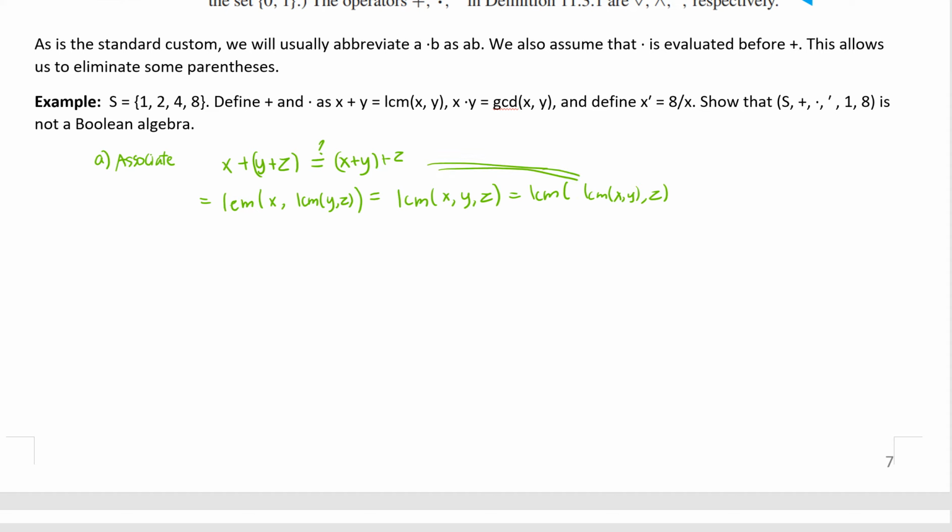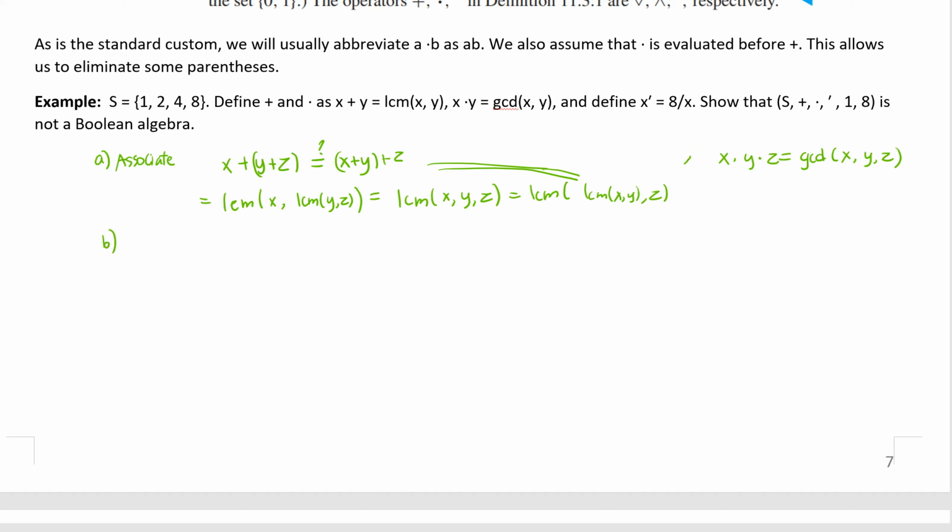So far so good. Similarly with the GCD. Because x times y times z, we can consider as the GCD of all 3 of them. So that's why the order doesn't matter. We can find the GCD of the first 2, and then find the GCD of those 2 numbers, and they're the same. Or find the GCD of the other pair and then find the GCD of those 2 numbers, and they're the same. Okay, so that's associative law.